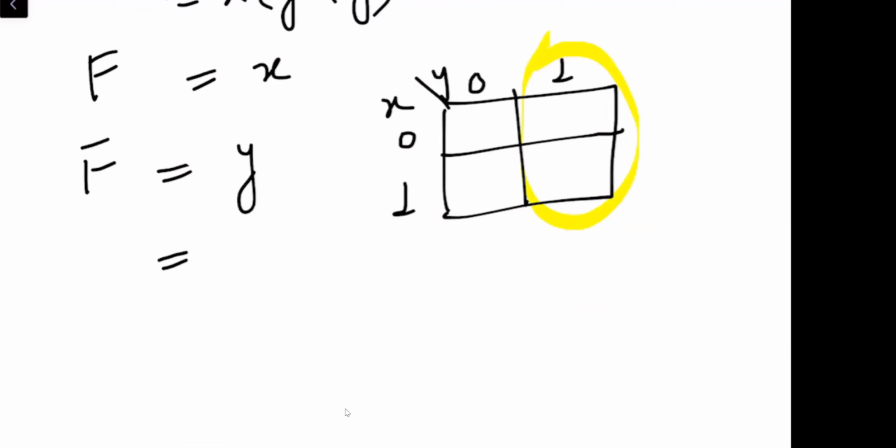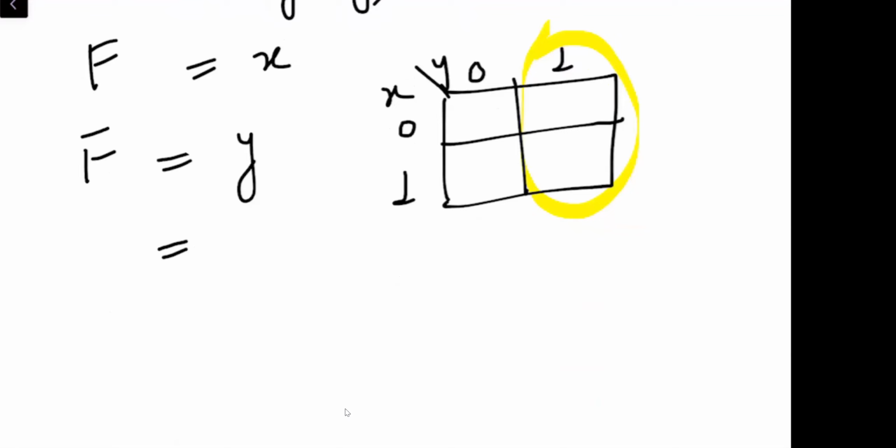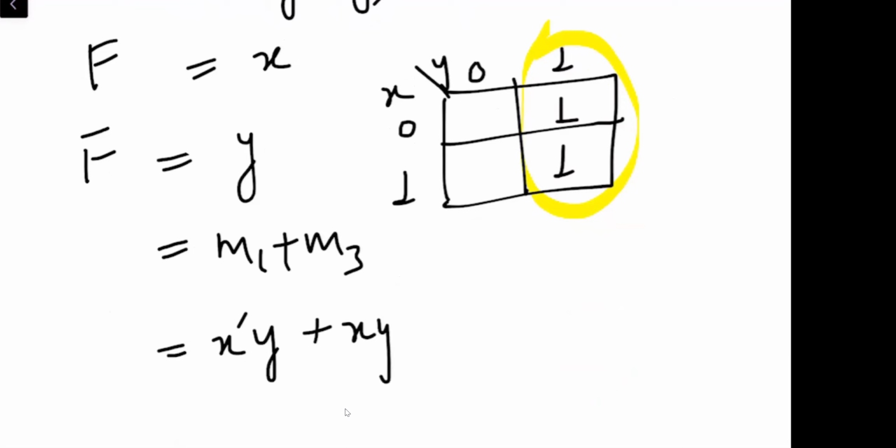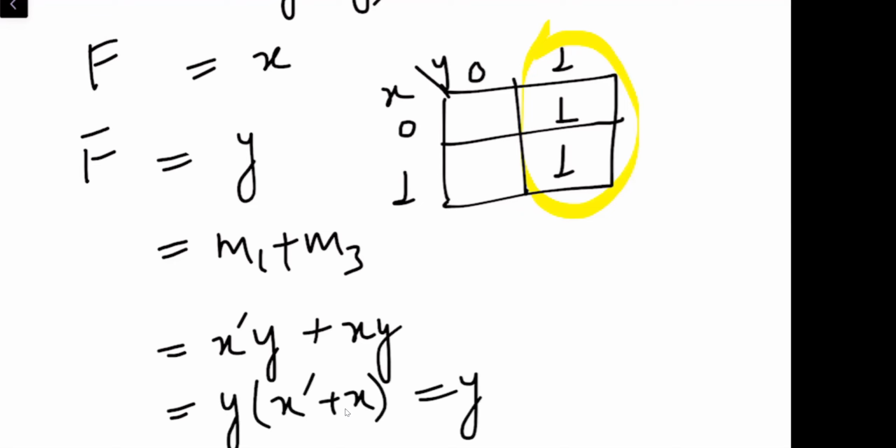Or I can say the function is equal to m1 plus m3, right? So this means there is 1 over here and there is 1 over here, right? And what is m1? m1 is equal to x complement y. What is m3? x y, right? So what we can do, we can take y common. So we are left with x complement plus x. What is x complement plus x? 1. So this means this is equal to y only, right? Are you with me now?